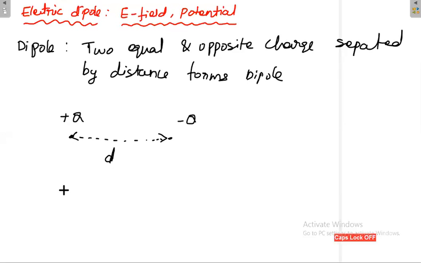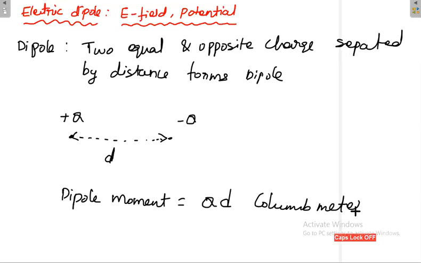Again, what is the dipole moment? Dipole moment means what is the charge value, either positive or negative, you only have to put the charge value here, and what is the distance. Dipole moment means q into d. What is the unit of dipole moment? Coulomb meter. Dipole moment means the product of the charge value and the distance between the charges.